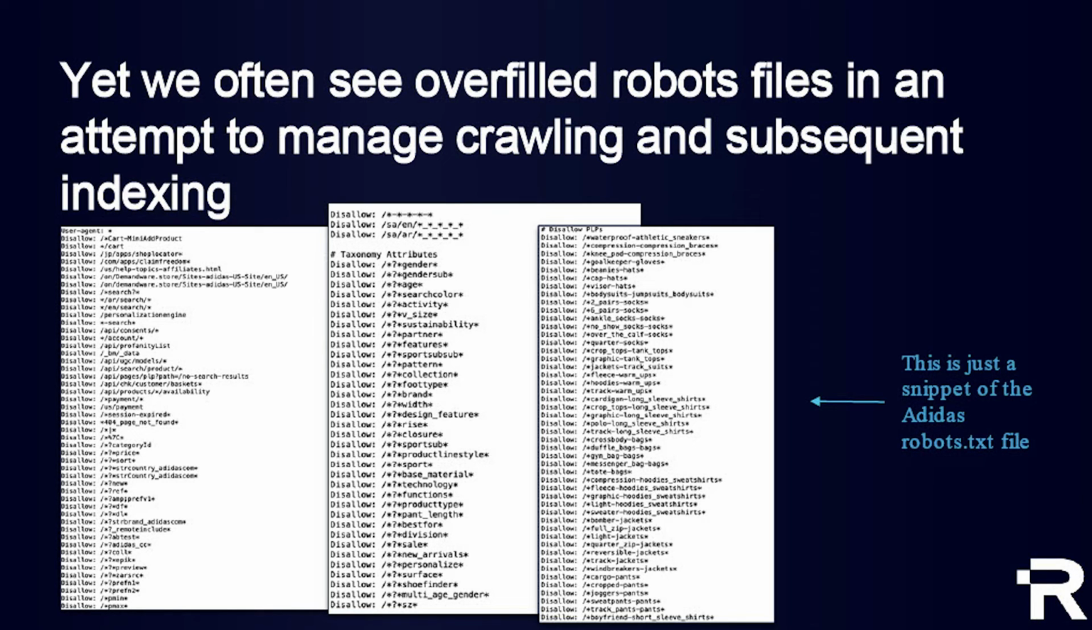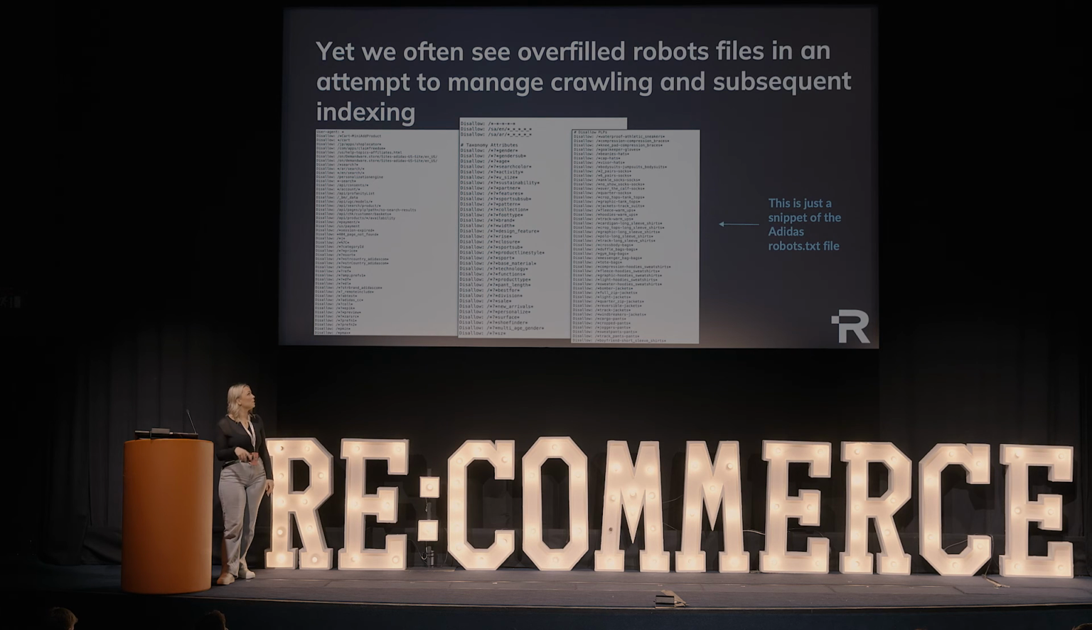So for example, this is the Adidas robots file. It's just a snippet. It's actually a lot bigger than this. And they're blocking a lot of PLPs from being crawled here, which is quite unnecessary because Adidas actually have a really, really good faceted navigation approach. Like I think Callum used Adidas earlier in his talk, and they do this really well. So a lot of this is quite unnecessary.